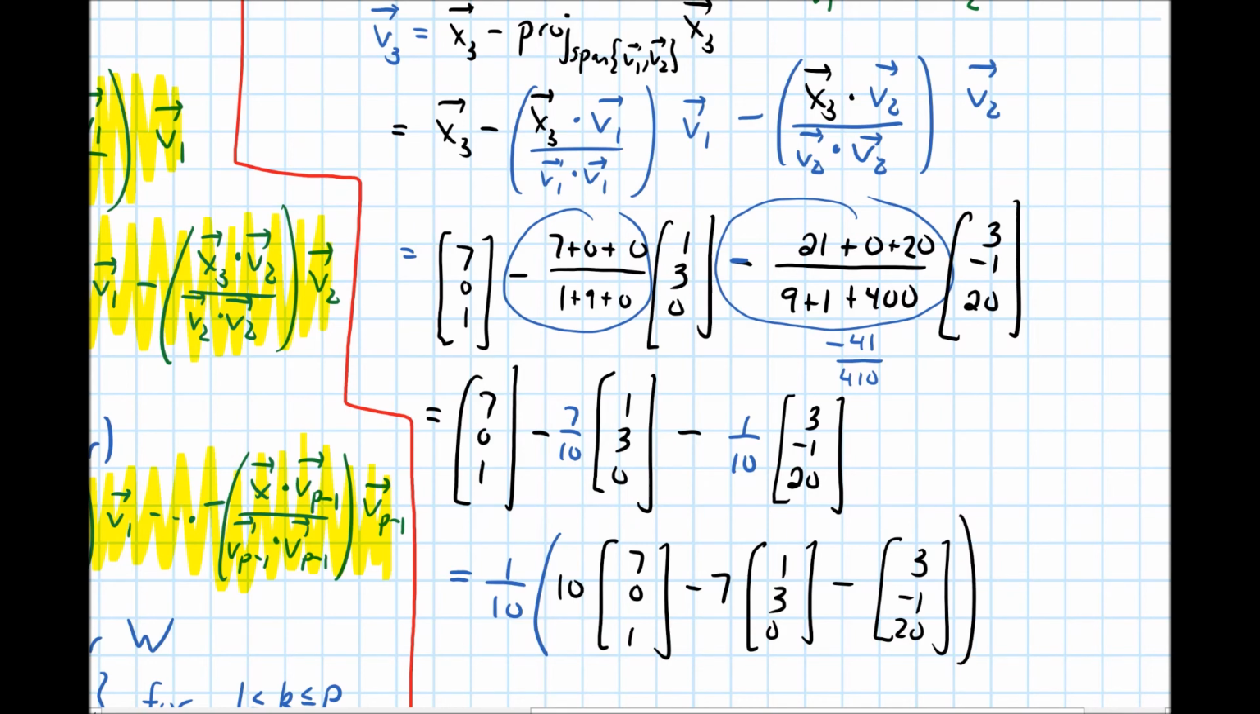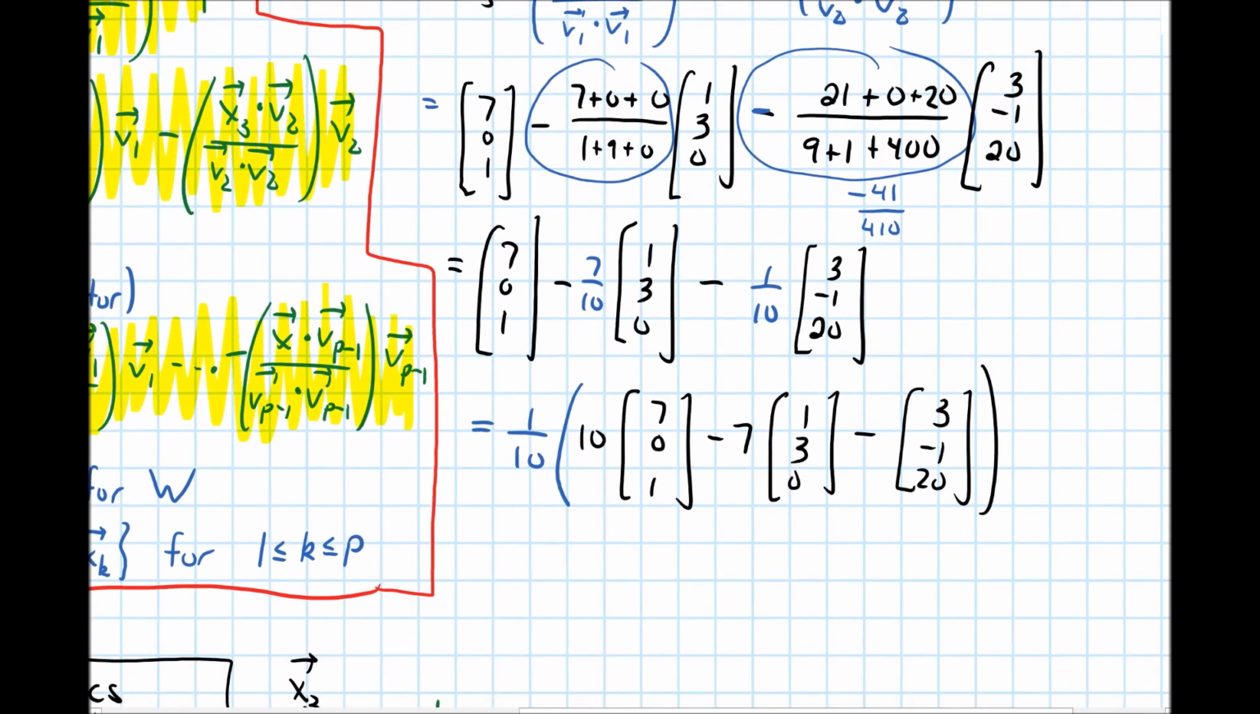All right, so we're almost there. Let's simplify this. So we have 1 over 10 times what? If I multiply the 10 in, first I'd get 70. From the next vector, I'd have minus 7, from the next vector, minus 3. For the second entries, I'd get 0, 7 times 3 is 21, so minus 21, and then the double negative gives me plus 1. Third entries, 10 times 1 is 10, 7 times 0 is 0, so minus 0, and then I have minus 20.